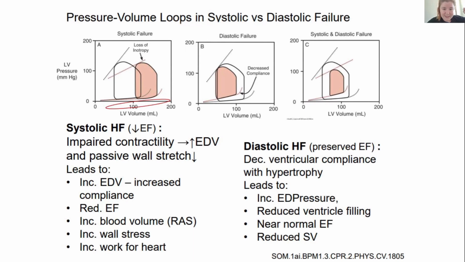So we're decreasing ventricular compliance with hypertrophy. Remember, this is the big thing with heart failure. Which means you're increasing the pressure, you have reduced filling because of the hypertrophy. If you have an increased bulk of the ventricle, you can't fill it as well. Normal EF, we talked about that. Reduced stroke volume, we talked about that. So make sure that you can correlate that to your PV loops.